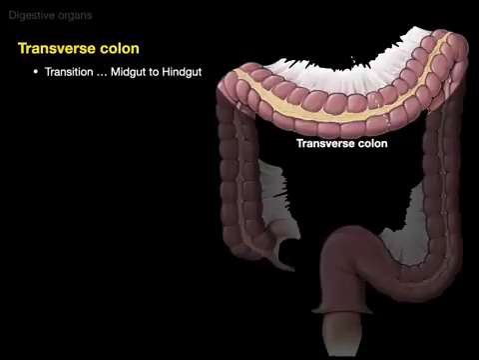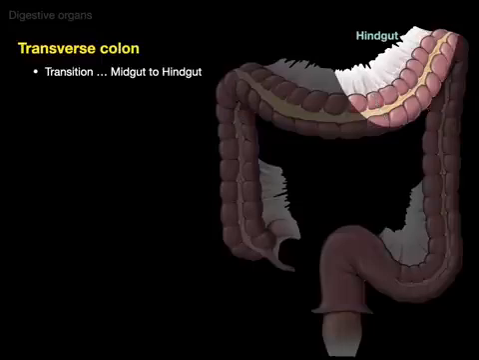So there's our transverse colon somewhere. We usually say 2/3 along the way, the midgut becomes the hindgut. Now, why do we care about that? Well, that's going to become important when we start talking about vascular supply and innervation, okay?